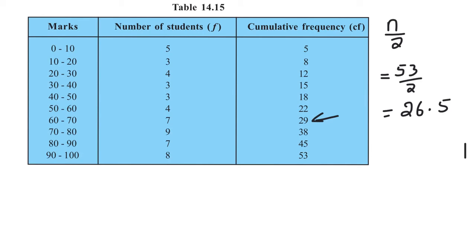So the class which is falling within this is 60 to 70. So this is the class which it is falling into. So this is called the median class. Okay? So therefore the median class is 60 to 70. Now we found the median class.